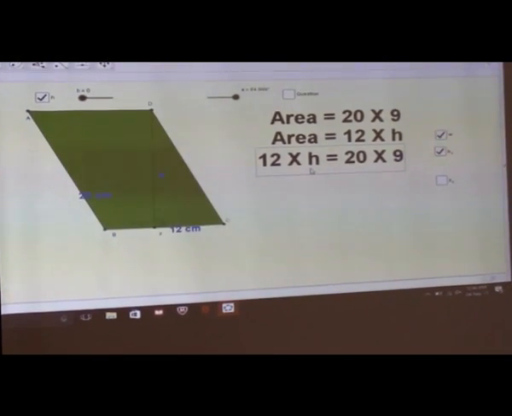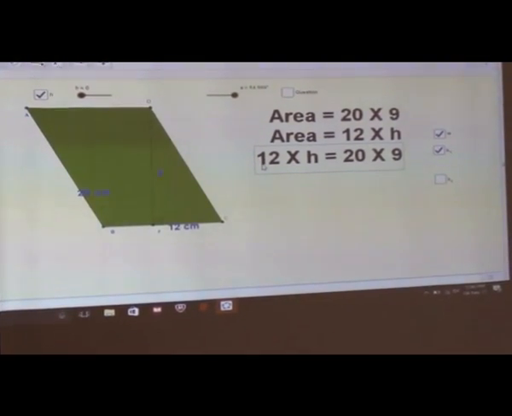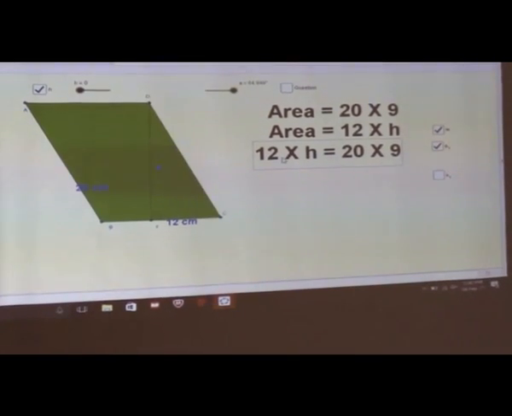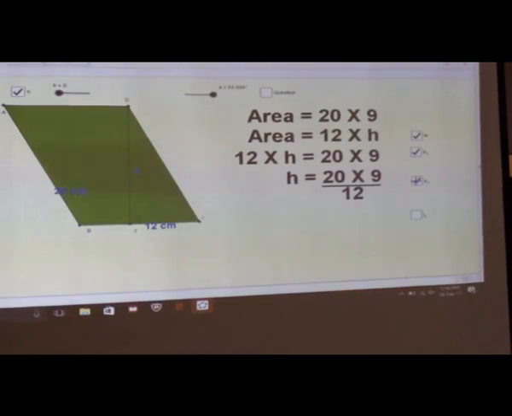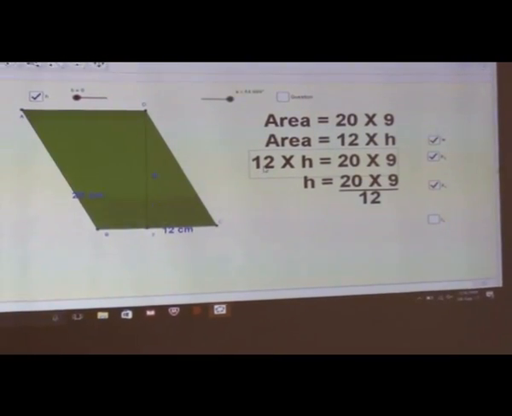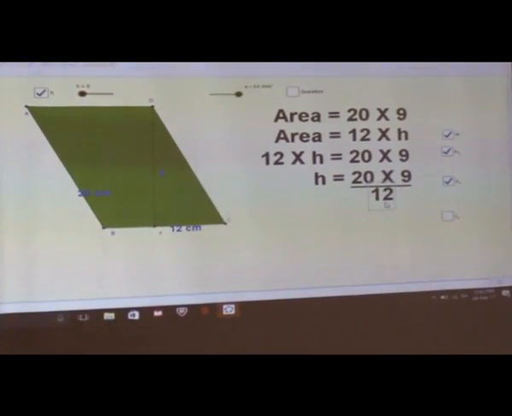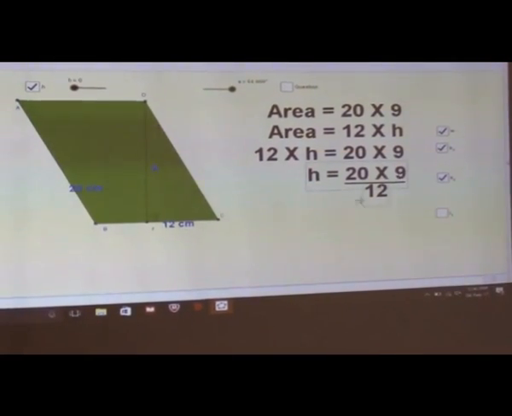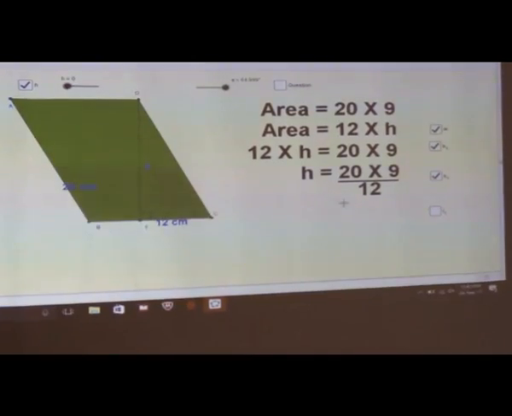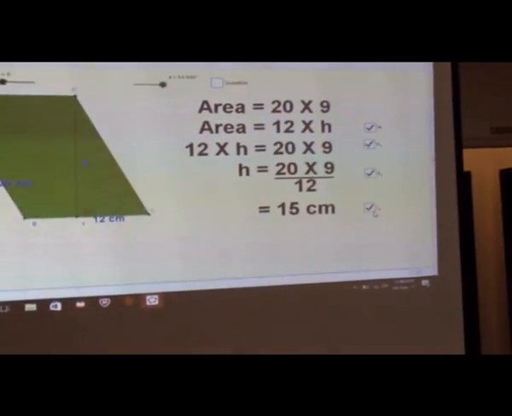Therefore, in order to find out the value of h, h is multiplied by 12 here. We can take that 12 to the other side of the equality with the reverse operation. Here this h is multiplied by 12, so we have to divide by 12. That is 20 into 9 divided by 12 is the value of h. So it is 15 centimeter is the height.